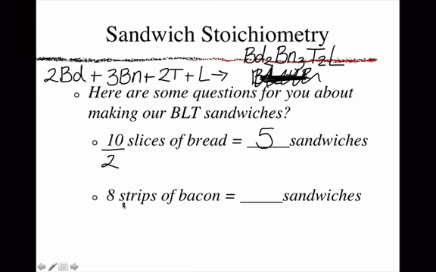If I have 8 strips of bacon, how many sandwiches can I make? Well, if 3 strips go into each sandwich, then we can make 2 sandwiches. We can only make 2 sandwiches, we can't make 3. In order to make 3, we'd have to have 9 strips of bacon. So in this case, we're only going to be able to make 2 sandwiches and then we'll have some bacon left over.